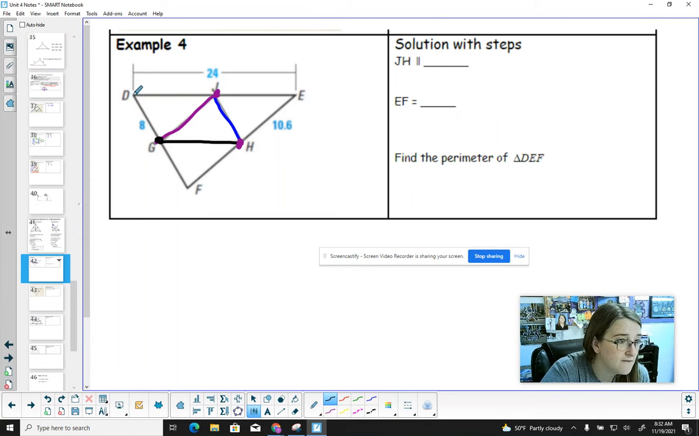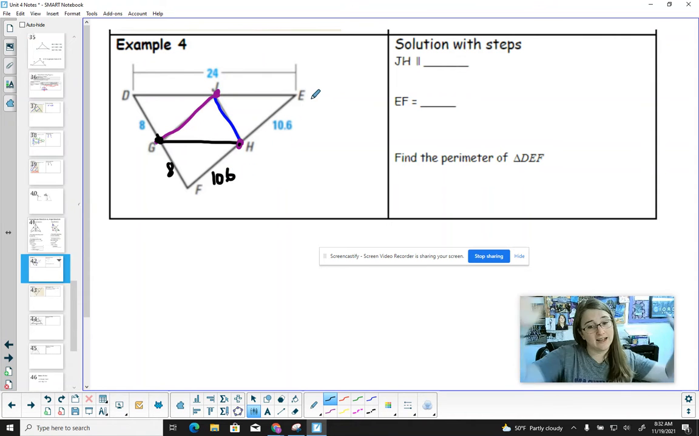So if this is the middle of this side here, for example, I know that this is 8. Immediately, that tells me what this piece is. What would that be? 8 as well, right? If this is the middle and just up to here is 8, that makes this piece 8 as well. Coming over here then, same thing. If I know this is 10.6 and that this is the exact middle, what does that make HF here as well? 10.6, right?